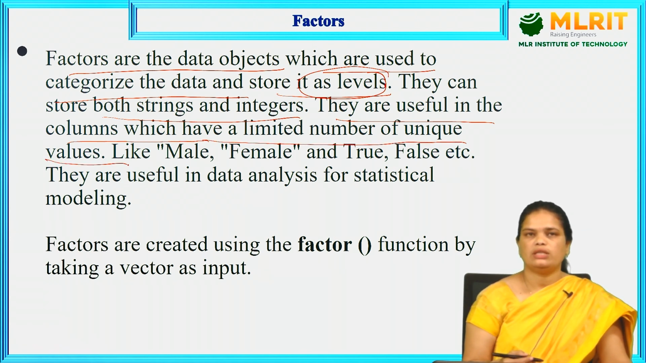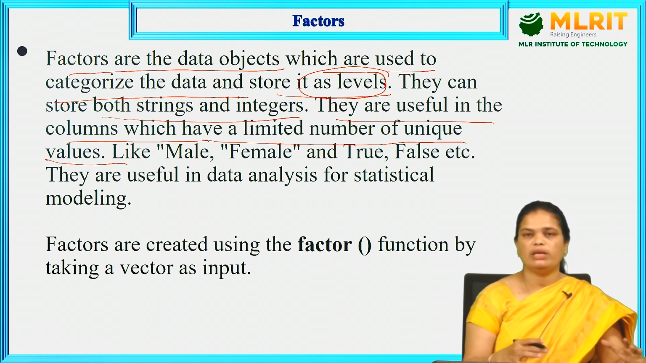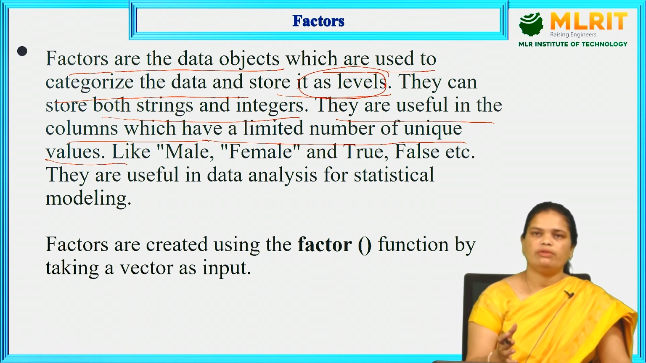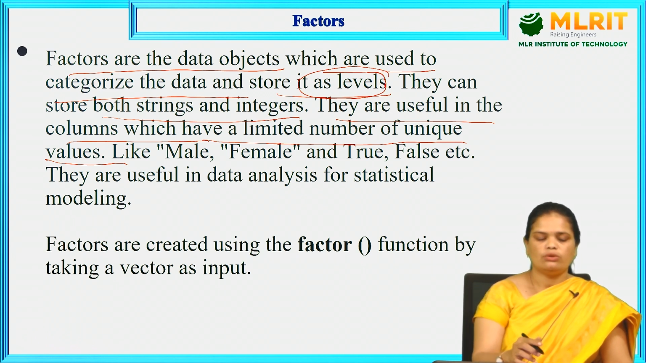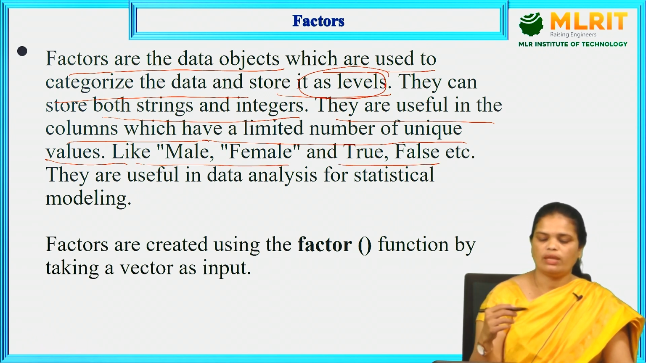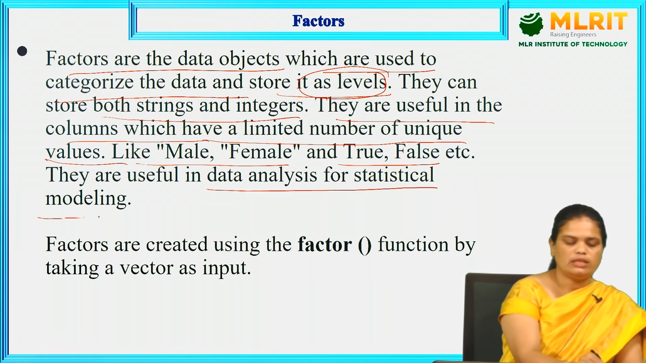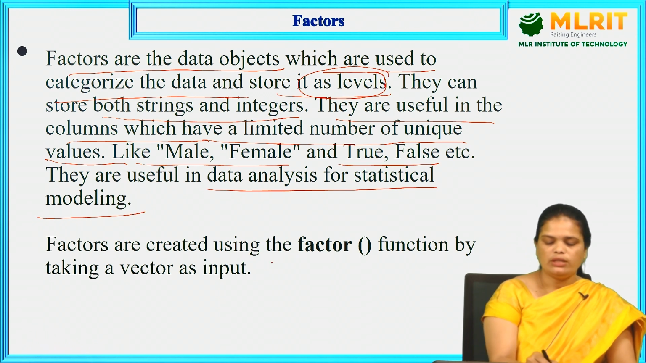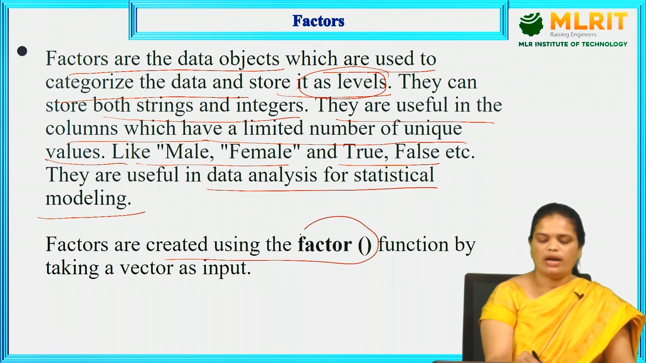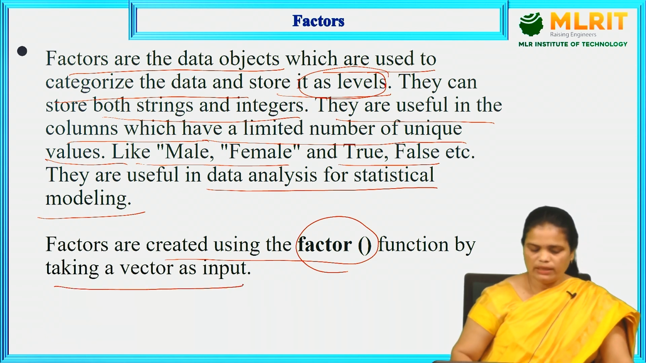Like if you take gender as an attribute, in the gender we have a limit. You will have male and female. So whenever you can categorize the data, then only you have to use a factor. Otherwise, true or false can also be categorized. In that condition also you can use a factor, and it is very useful in statistical modeling. Factors are created using the factor built-in function, and it takes the vector as an input.